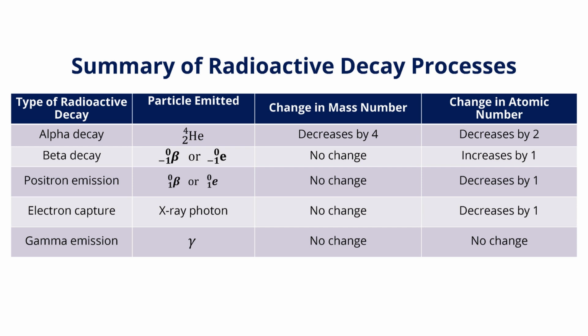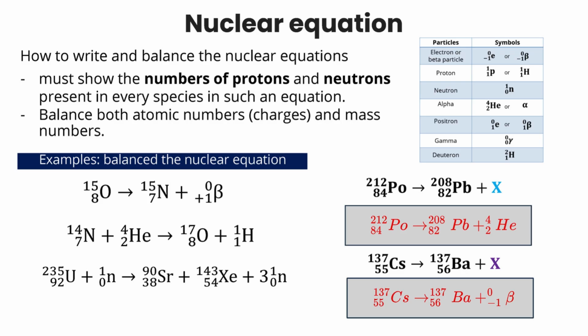Balancing. The golden rule. It's actually quite straightforward conceptually. 2 things must balance on both sides of the reaction arrow. The mass numbers must add up, and the atomic numbers must add up. So total protons and neutrons conserved and total charge conserved. Precisely. It's like nuclear bookkeeping.